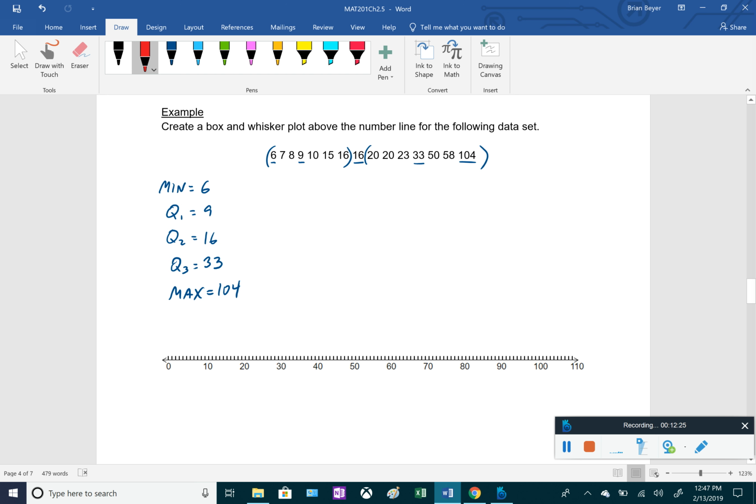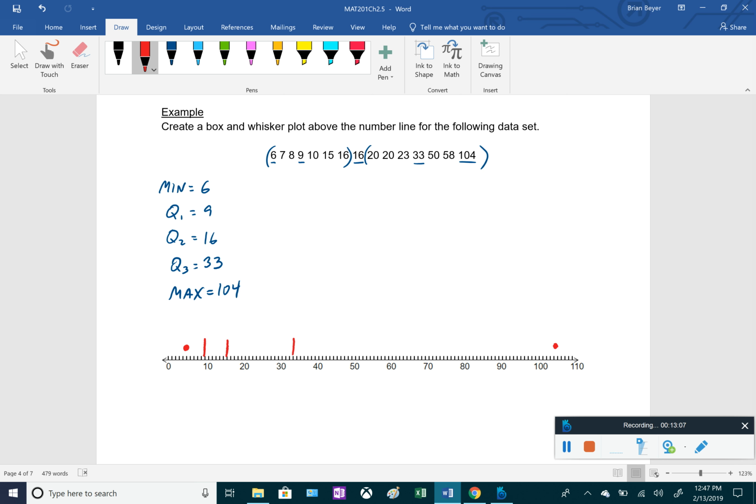So finding the minimum value is 6. So 1, 2, 3, 4, about right here. So we're about here. And the maximum value 104 is going to be about right here. Q1 of 9 is going to be right here. Q2 of 16 is right over here. And Q3, 33, right here.